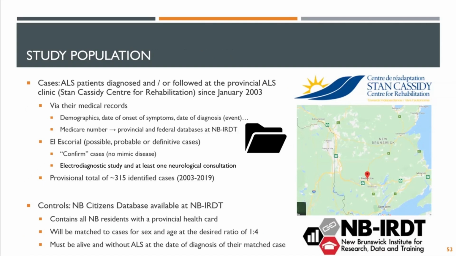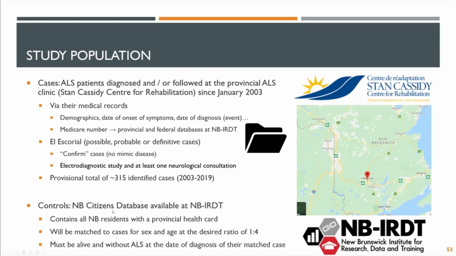We'll also get their Medicare number, so we can use MBRDT's various provincial and federal databases that have a bunch of other data we can use. Provisionally, we have at least 315 identified cases between 2003 and 2019. And with 2020 added, we're even getting close to 350 potentially, which is crazy.